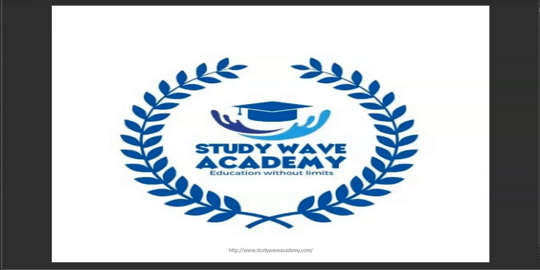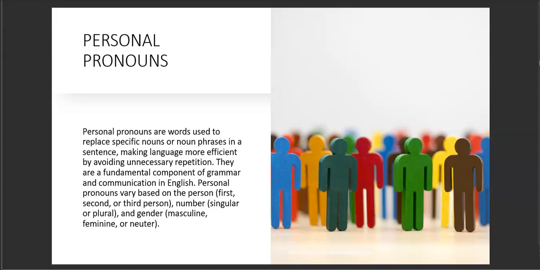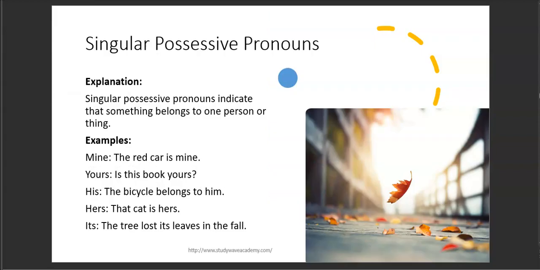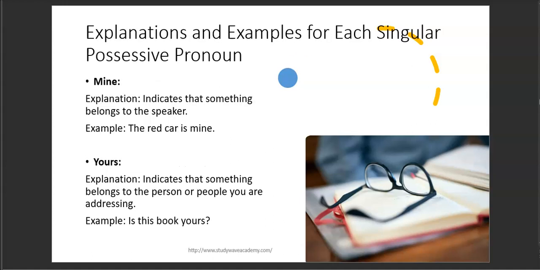Welcome back to our English class, and let's continue looking at what pronouns are. So far we've already seen the types of pronouns, and we've talked about our first pronouns, the personal pronouns. After finishing that, we moved to possessive pronouns. I've talked about the singular possessive pronouns and the plural possessive pronouns. Now I will look at the explanations and examples for each possessive pronoun, because I want us to understand this well.